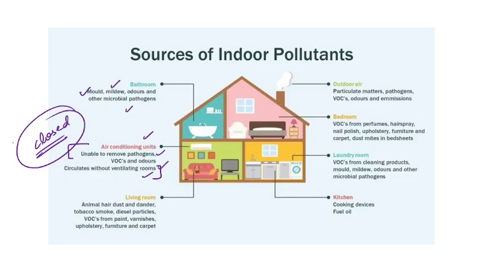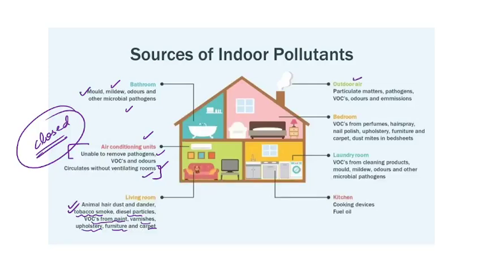All right. Then you have living rooms which are full of animal hair dust. People keep their pets in their living room. They are just loitering over their bed and their sofas and everywhere where you and your family sit. So what happens? Animal hair dust and danders are present in your environment, which are creating serious health hazards. Then tobacco smoke, diesel particles, VOCs from paint, varnishes, upholstery, furniture, and carpet are also there creating pollution around you.